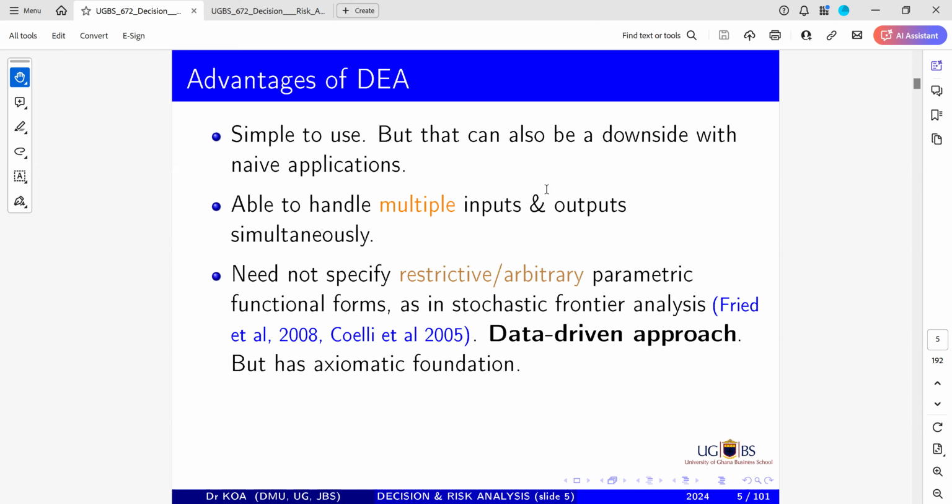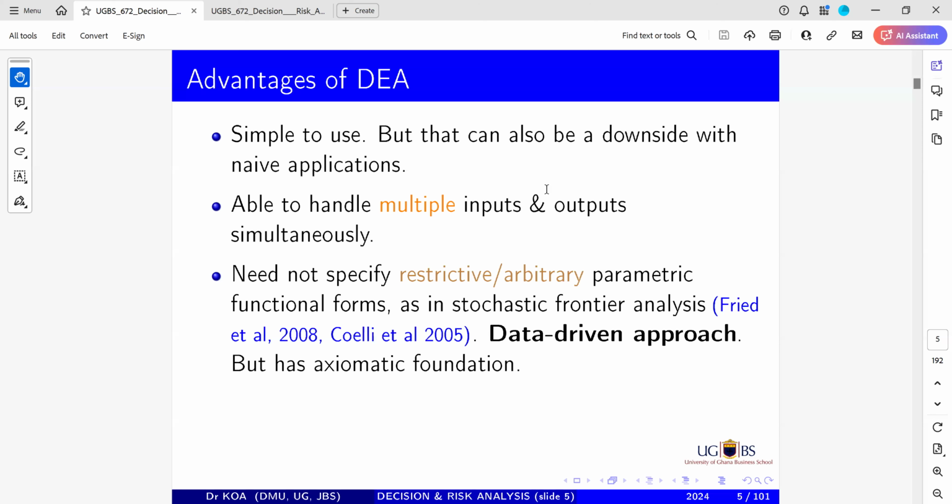Number 3, you don't have to specify any restrictive, arbitrary parametric functional forms. I said it before that because stochastic frontier analysis employs a regression type approach, you have to deal with functional specifications. You have to specify the production function, if it is a production function. You have to specify a cost function. So sometimes you have to think about which kind of cost function you want to specify.